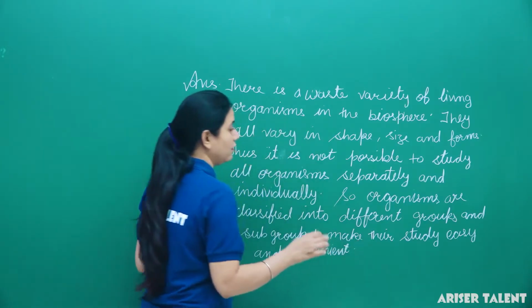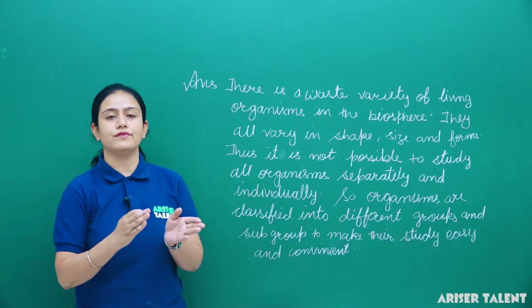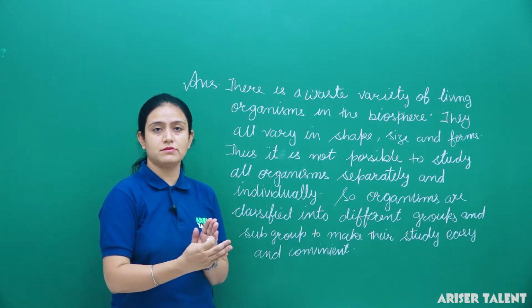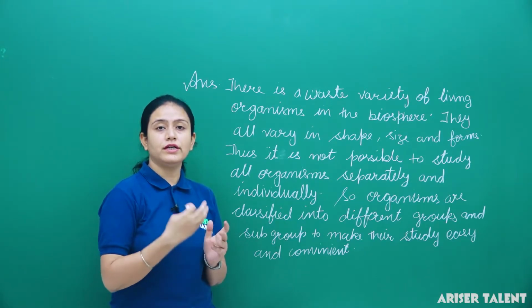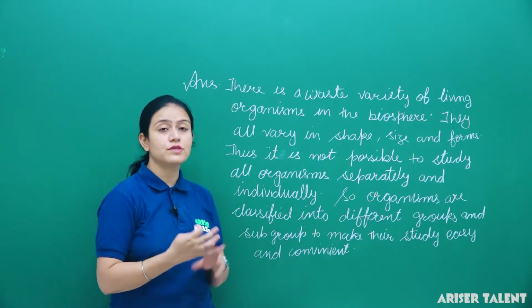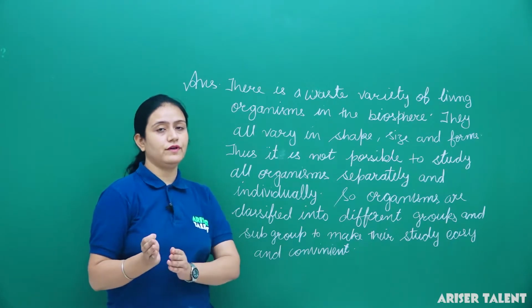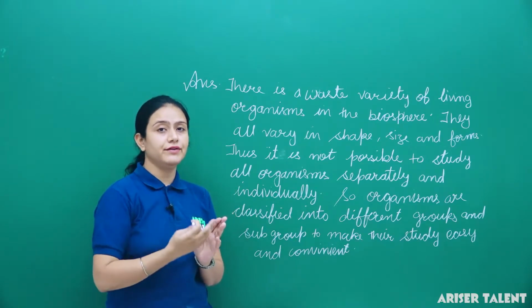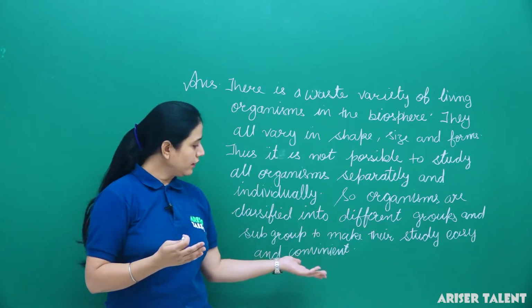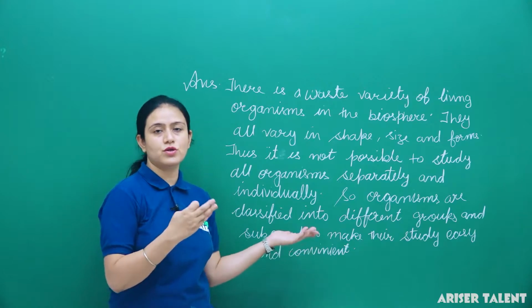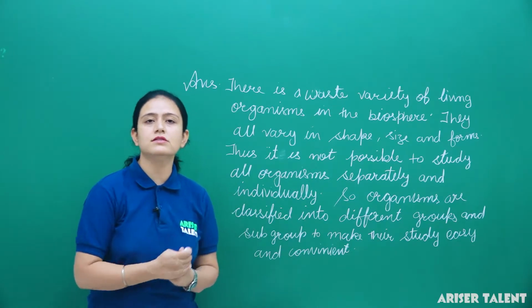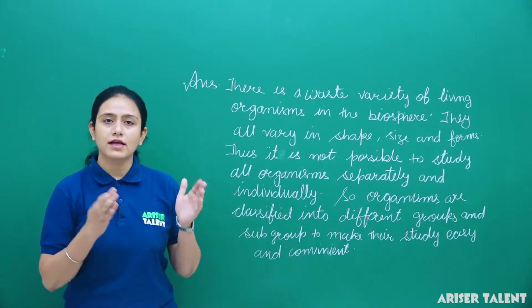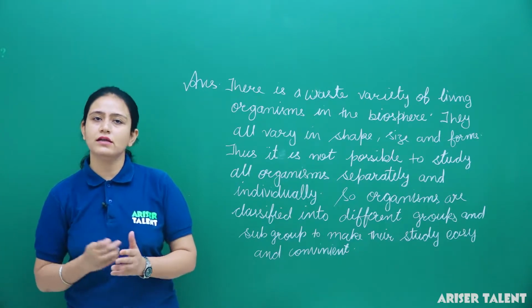Okay, if organisms are classified on the basis of similarities, dissimilarities and due to the interrelationship among the different groups, then it will be easy for everyone to study them and identify them. It will be very easy and convenient to identify them and study them. This is the reason that organisms are classified into different groups and subgroups.